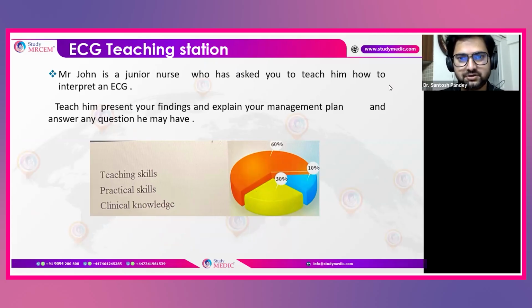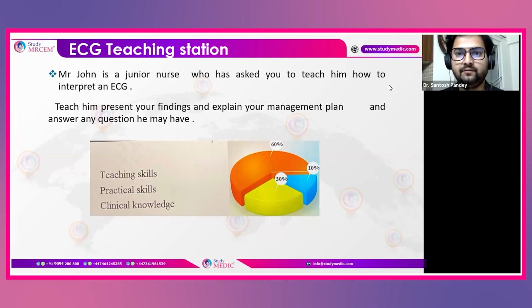Once you read the station, keep two things in your mind. Whether it is an ECG station, an ABG station, or an X-ray station, you should think about two important points. The main point is that if you follow the general approach, even if you don't know the exact diagnosis of the ABG or the ECG findings, you can still get 8 out of 10 marks.